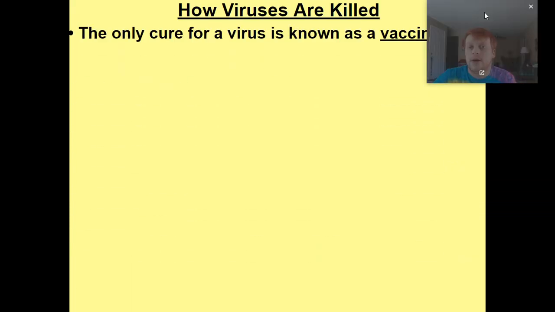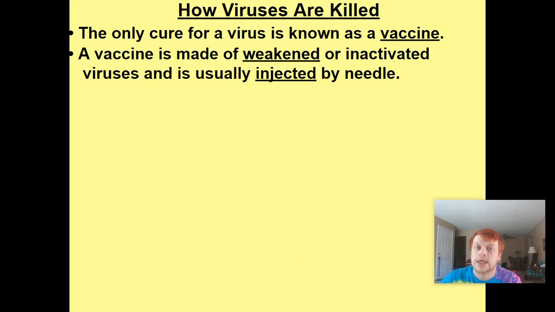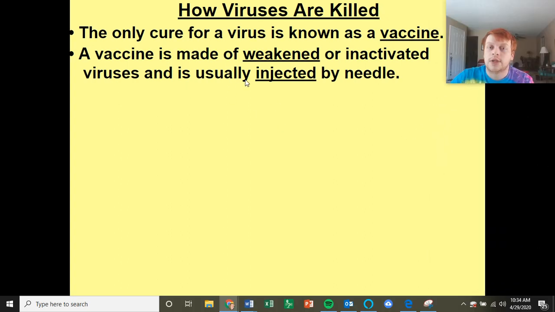So now we have to talk about how viruses are killed. At present, the only cure for a virus is known as a vaccine. So we don't have a way to kill a virus once it's in a body, but we do have a way to prevent it from infecting you in the first place. So vaccines are made from weakened or inactive viruses. In general, they grow these in eggs or some other protein medium, and then they inject them by needle into the host body.